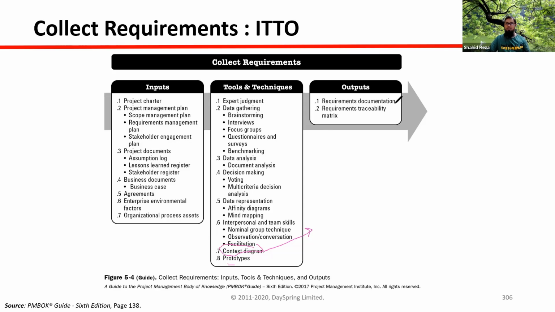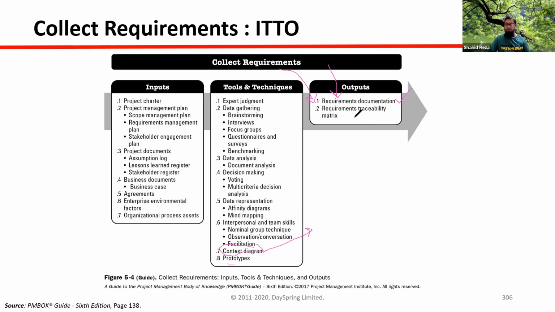So the output is requirements documentation. For collect requirements, the output is requirements documentation. That means after applying all these tools and techniques on these inputs with the stakeholders, the requirements we collected, we record or write all those requirements in a document. That document's name is requirements documentation. All right, this is the main output of this process.